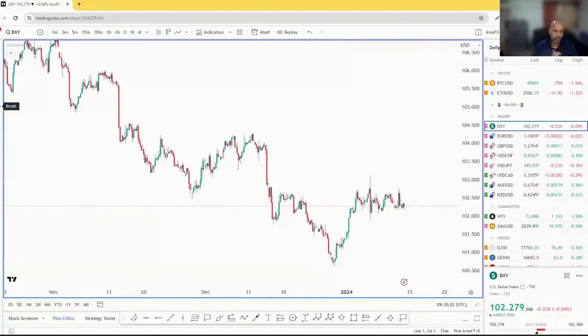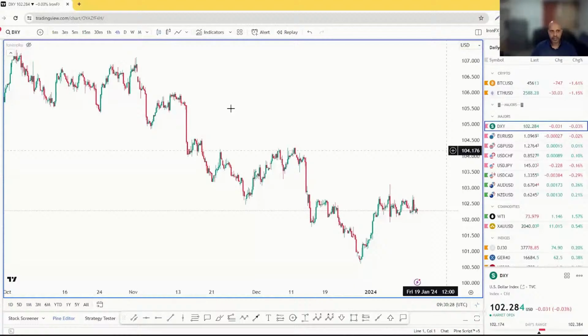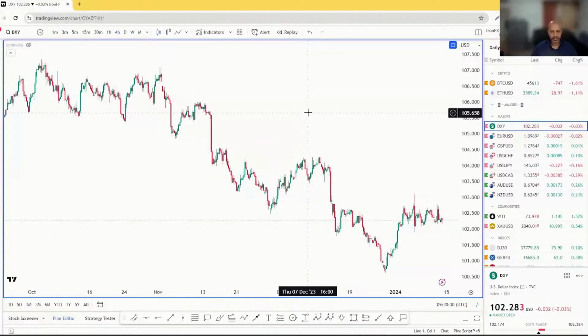So here I am on TradingView. I'm on the 4-hour time frame, and I'm going to use the dollar index as an example. First of all, we're going to try and identify significant swing highs and swing lows. So let's do this exercise together.